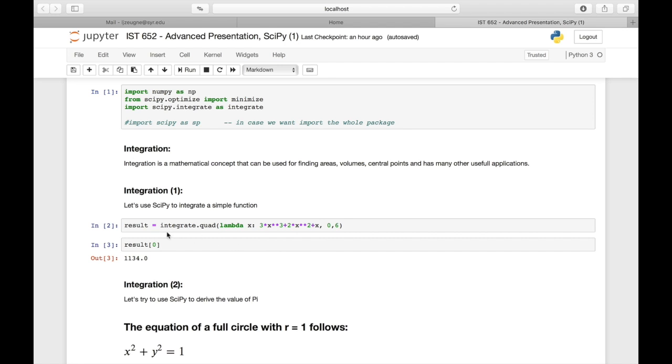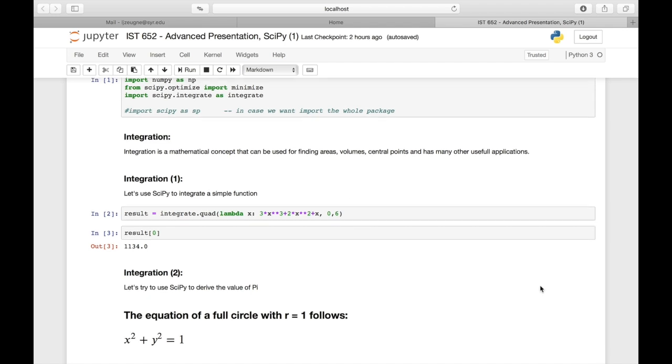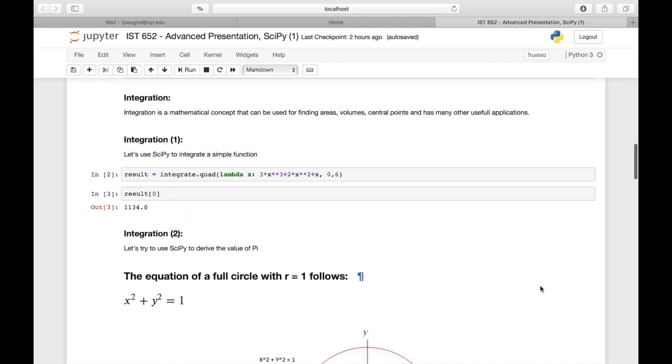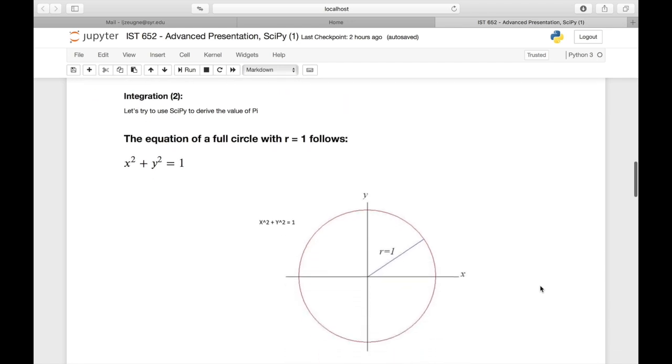In the first example here, we simply integrate a self-created function. We write integrate.quad, input the function, the start and end point of the integral, and Scipy simply derives the result for us. Now let's look at a more applicable example and try to calculate the value of pi.